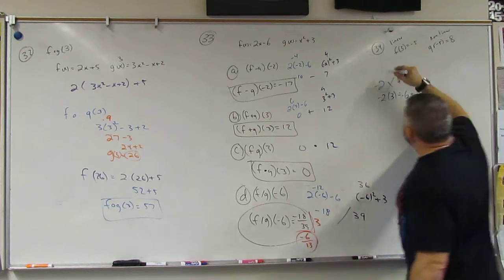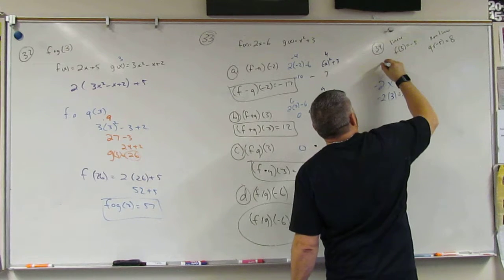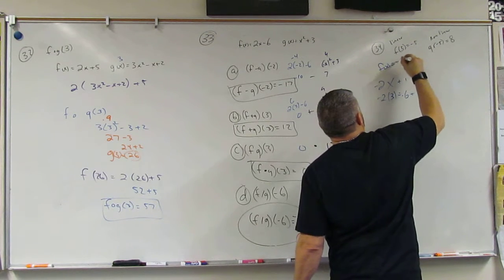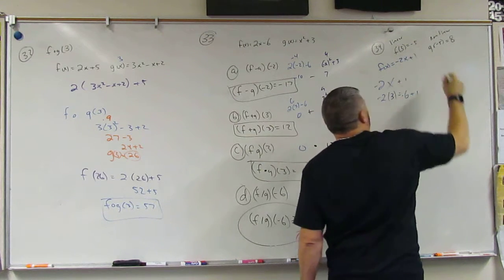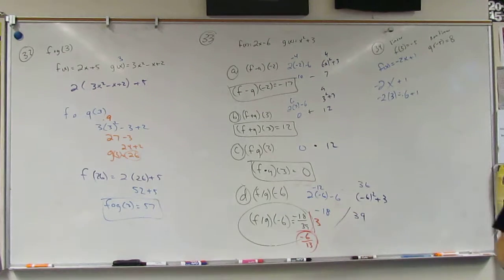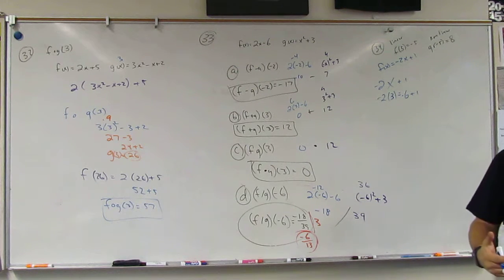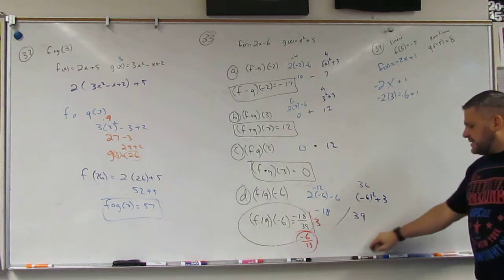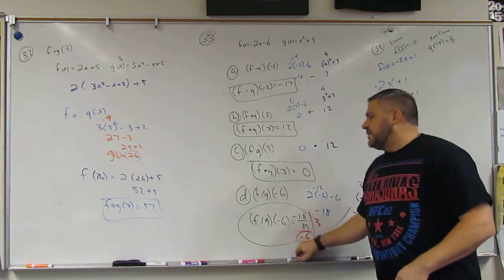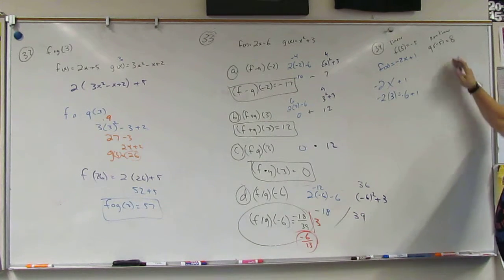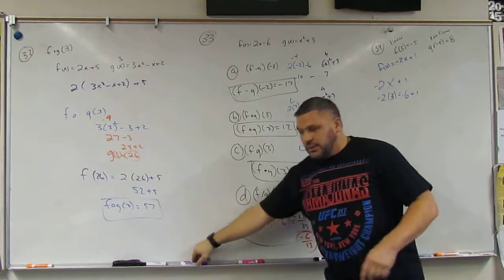So f of x is equal to -2x plus 1. And that would work, right? If I plugged in 3, I would get -5. So there are infinite possibilities for that. You have to come up with one. Next. What if I want to do this nonlinear?